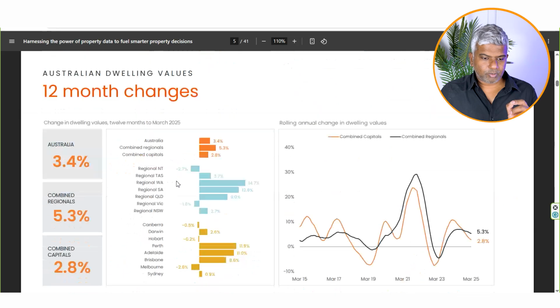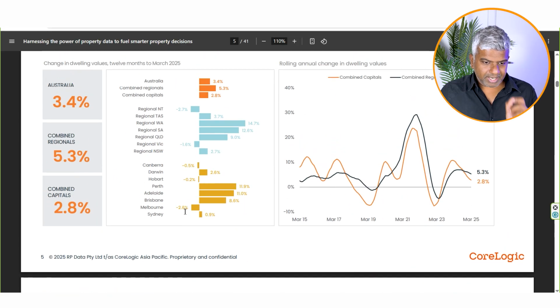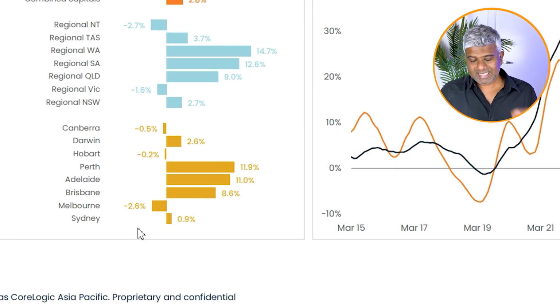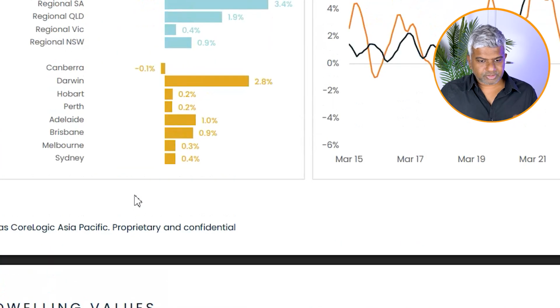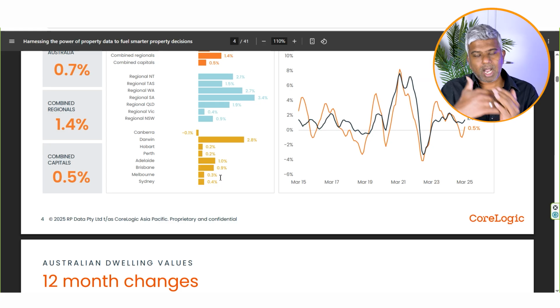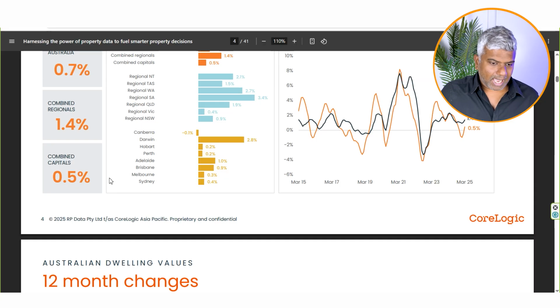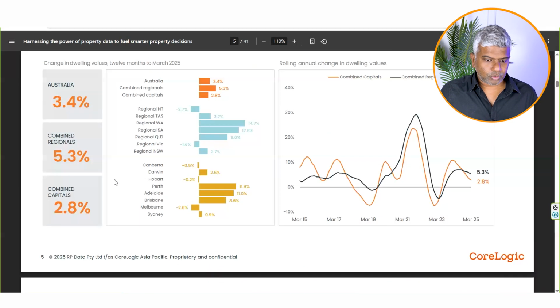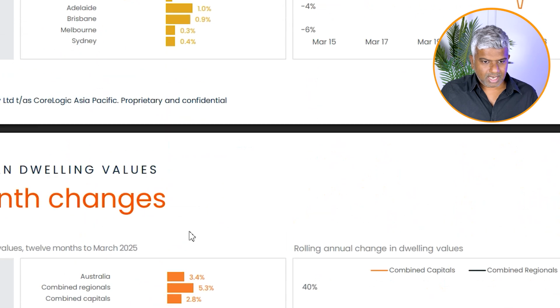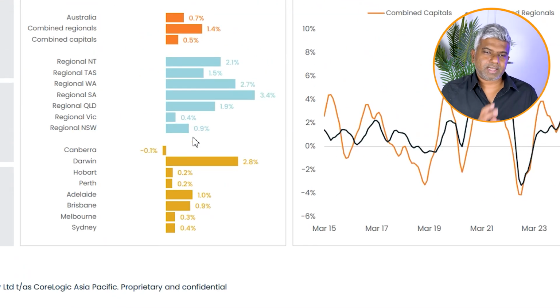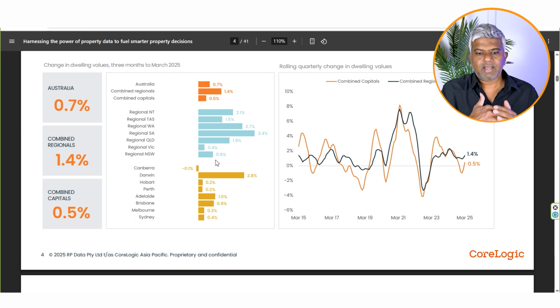Now let's look at Melbourne here. Over the past 12 months, I see minus 2.6% growth. So negative growth, whereas over the past 3 months it has recorded 0.3% growth. Which means that the market is turning from the negative growth, it recovered and then started slightly moving into positive territory. If I look at another market like Sydney, it shows that it's done 0.9 over the year and just 0.4 over the 3 months. So nothing much has changed with Sydney. I think it's just very flat or stagnant.